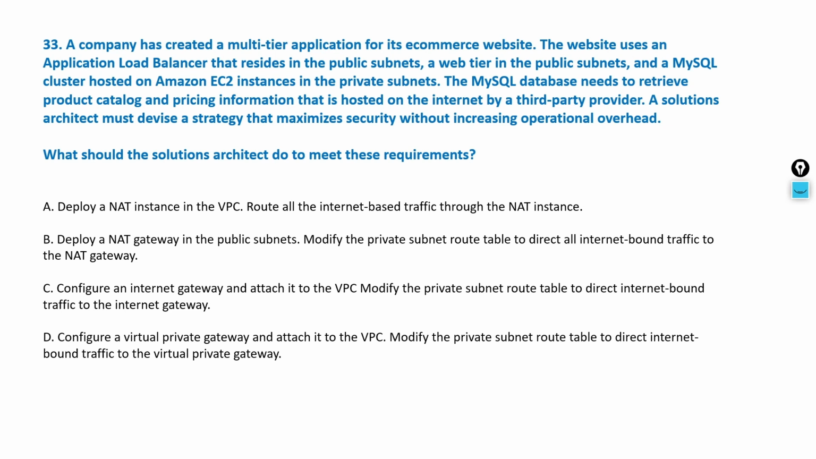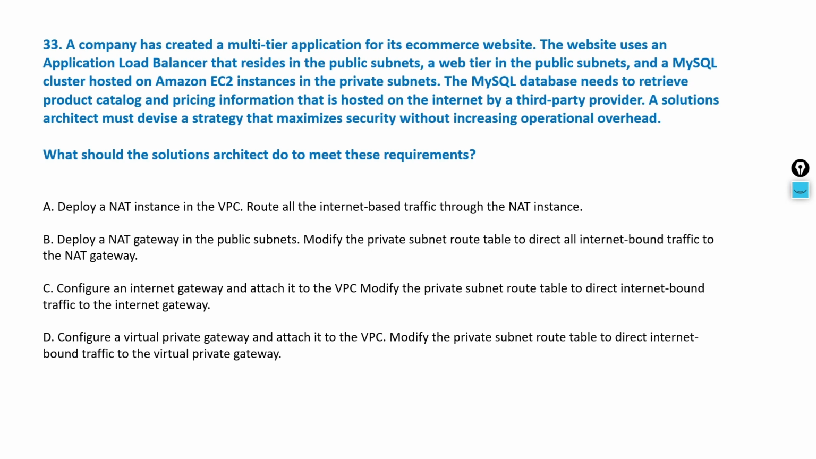A company has created a multi-tier application for its e-commerce website. The website uses an application load balancer that resides in a public subnet, web tier in a public subnet, and MySQL cluster hosted in an EC2 instance in a private subnet. The MySQL data needs to retrieve product catalogs and pricing information that is hosted on the internet by a third-party provider. A solution architect must devise a strategy that maximizes security without increasing the operational overhead. What should the solution architect do to meet these requirements?